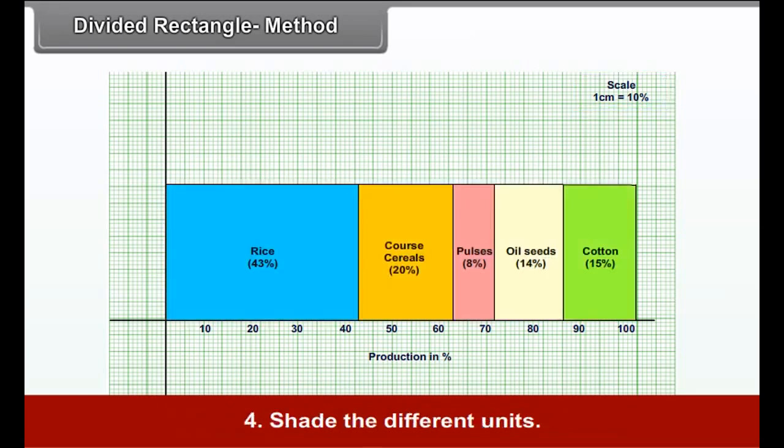Method: convert the given data into percentage. Decide the scale and the length of rectangle as per the size of the page. Mark the different units as per the scale. Shade the different units.